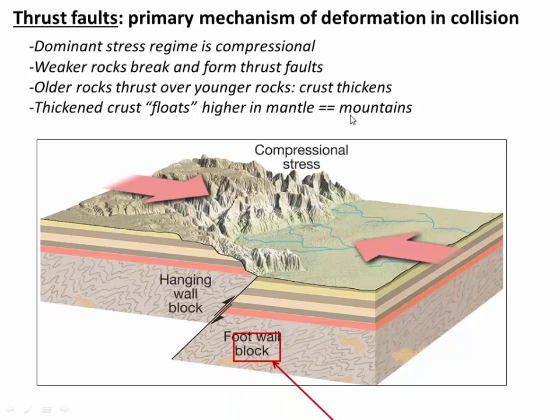And just to illustrate this, if we zoom in right here, here's an example of how a thrust fault places older rocks over younger. So you can see we've got this older metamorphic basement here sitting above some of these younger sedimentary rocks. So older over younger can be diagnostic of a thrust fault.